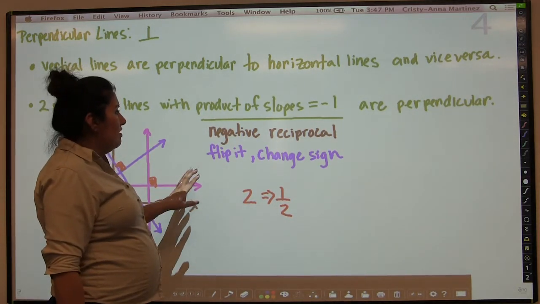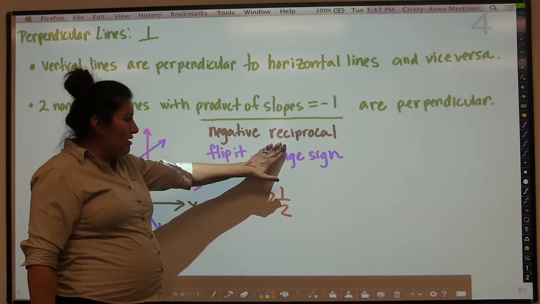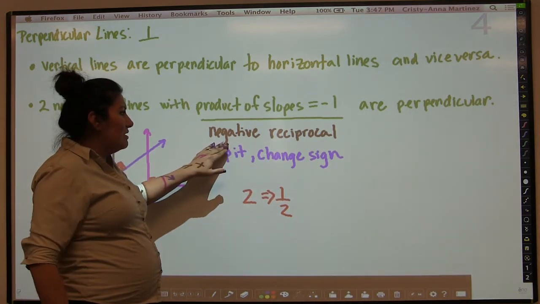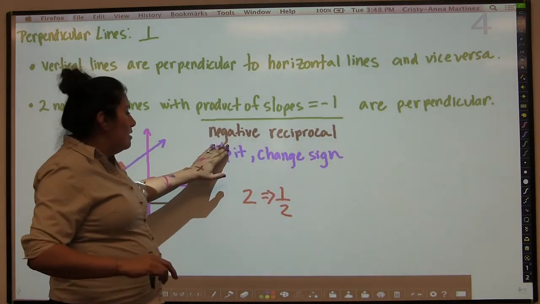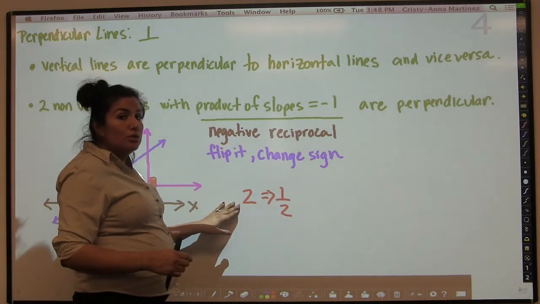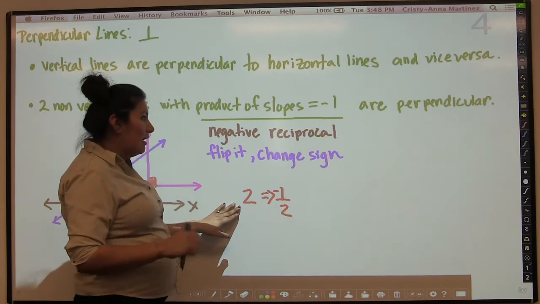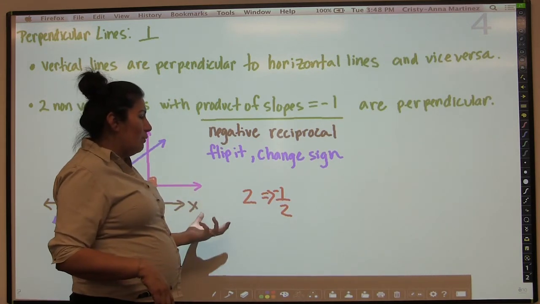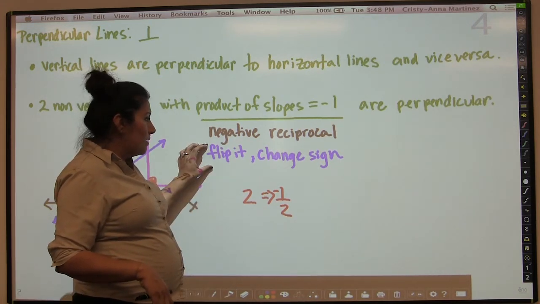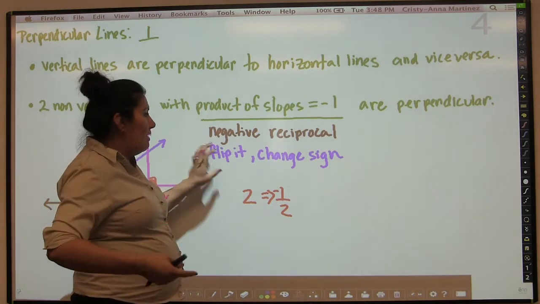And then that's the reciprocal portion. It would mean to flip it over. But negative means that you want to make it the opposite sign. So if the original slope was 2, then the perpendicular slope would be -1/2, the negative reciprocal. Another way that we say that sometimes is flip it. So flip over the number and then change the sign.